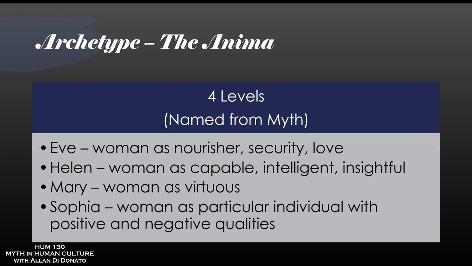So Eve, we've already talked about when we did the story in the Garden of Eden, right? This is a picture of woman as a nourisher, sense of security, love, kind of the motherly figure to a degree. The character of Helen, taken from the story of Troy, right? This is a woman as capable, intelligent, insightful, a different aspect of the female. Mary, which would have been drawn from the Gospels. This is the mother of Jesus, which shows woman more as virtuous, okay, noble. And then Sophia, which is basically the Greek word for wisdom. It's a feminine term, so it's, again, woman as a particular individual, not as flat and one-dimensional as maybe the earlier archetypes, the earlier levels of the anima, but kind of a more complicated, three-dimensional personality, positive and negative qualities combined, okay? So you evolve in your perception of women as you grow.